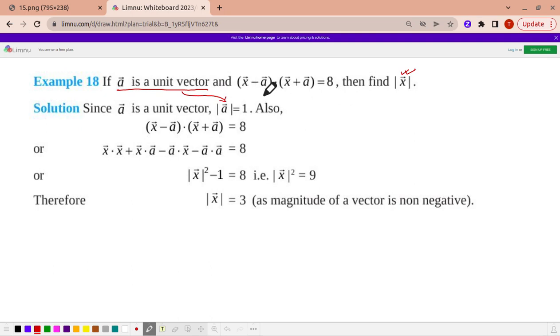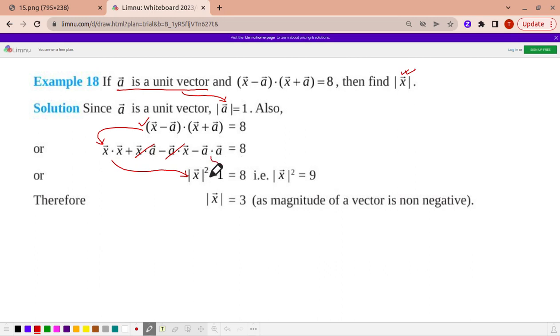Now according to the question, x minus A dot x plus A is equal to 8. Using the distributive property, that becomes x dot x plus x dot A minus A dot x minus A dot A is equal to 8. We know the scalar product is commutative, so x dot A is equal to A dot x. One is plus, one is minus, so they get cancelled. We get x dot x, which is mod x square, and A dot A, which is mod A whole square. Mod A is equal to 1 because A is a unit vector, so mod A whole square is also equal to 1.